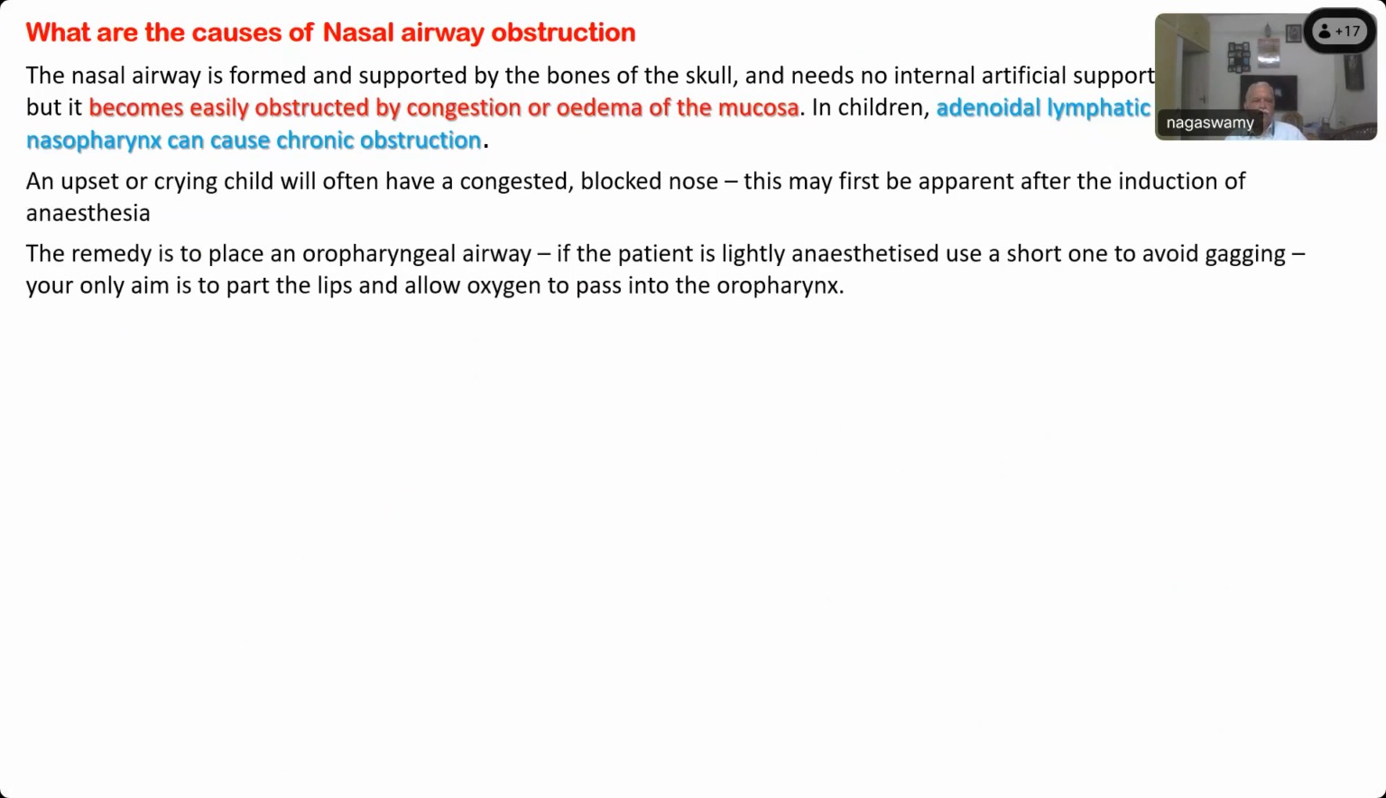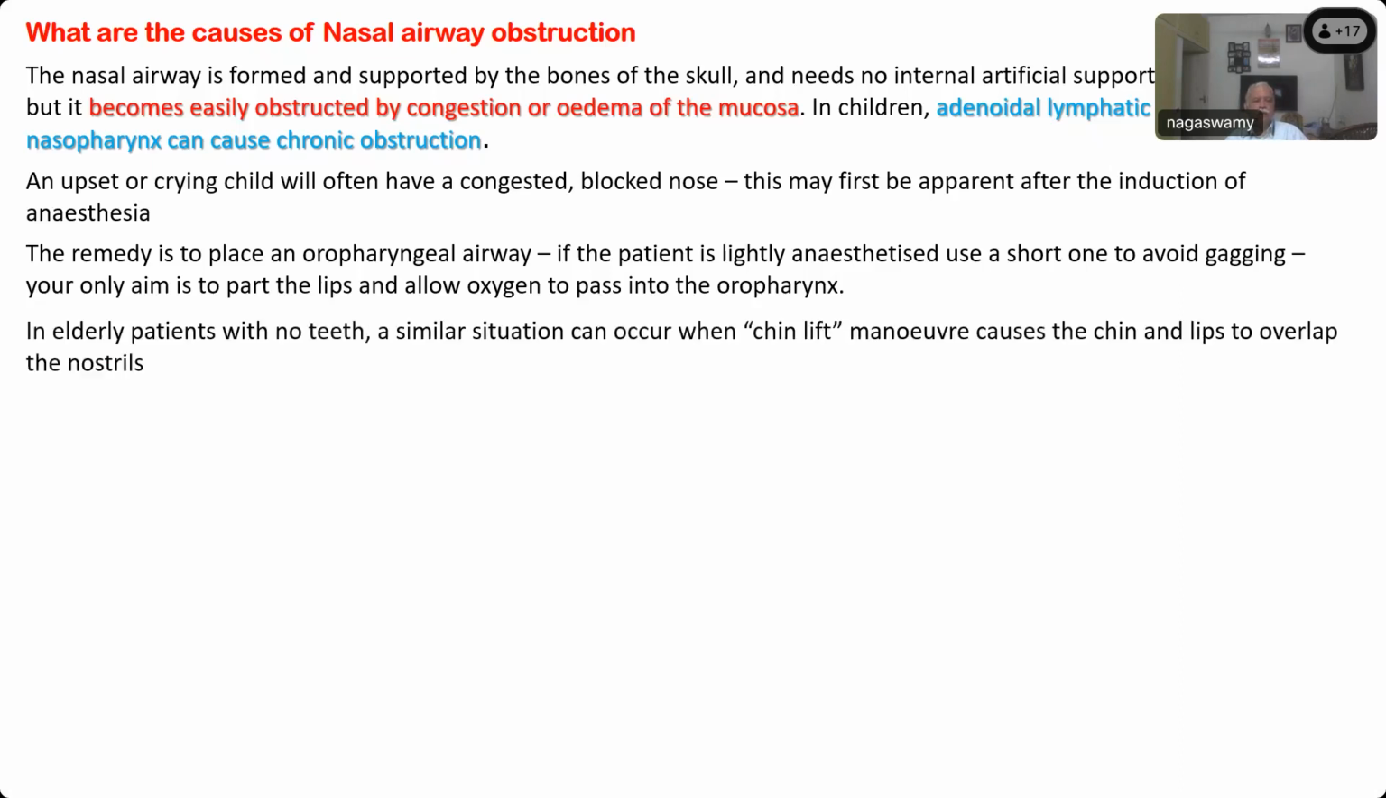So the remedy is to place an oropharyngeal airway. If the patient is slightly anesthetized, use a short one to avoid gagging, and your only aim is to part the lips and allow oxygen to pass into the oropharynx. Sometimes this can be a very serious problem if you don't know this simple maneuver to open the airway during pediatric anesthesia. So you have to be quite aware of that.